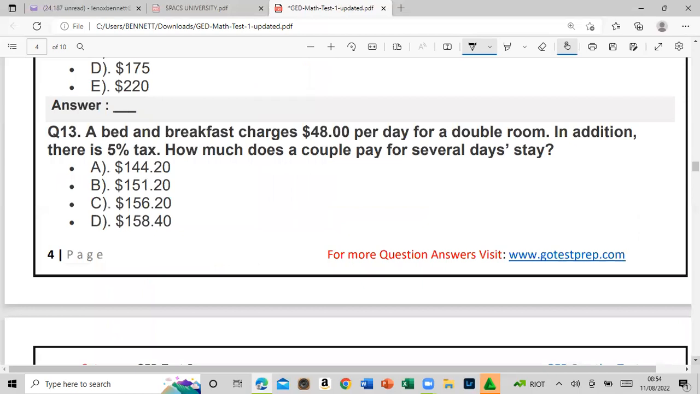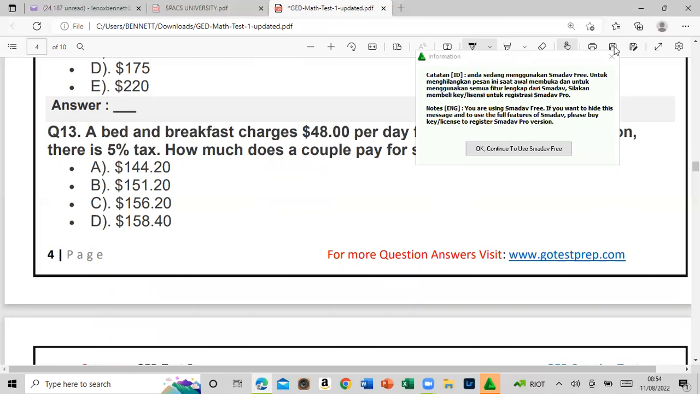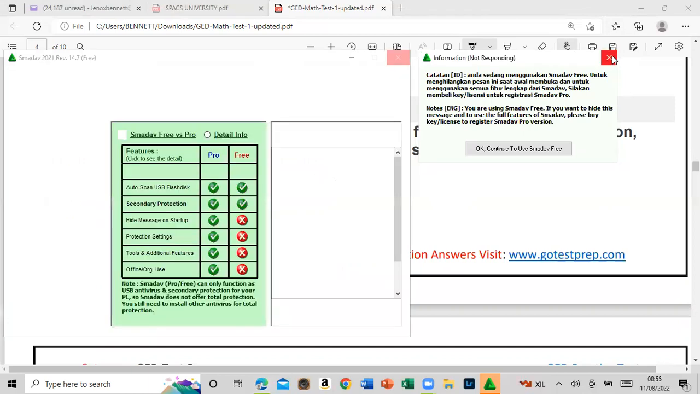A bed and breakfast charges $48 per day for a double room. In addition, there is 5% tax. How much does a couple pay for a several days stay? I don't even understand that question. That makes no sense to me at all. What do they mean by several days? That makes no sense.